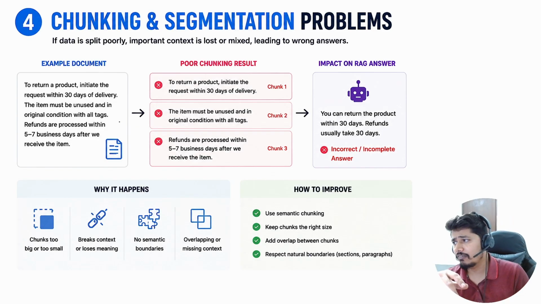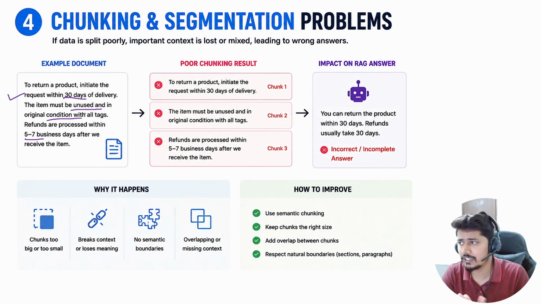Let's take an example. You have this particular document. Now, this is one paragraph which is related to the product return, where you have mentioned the information related to the product return. Then you also mentioned what the refund window is, and also that you should not unpack it, and you should make sure that the item is unused and is in original condition with all the tags. You should not remove the tags from the item.